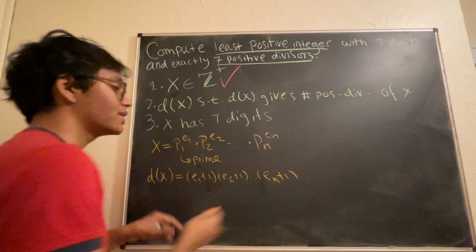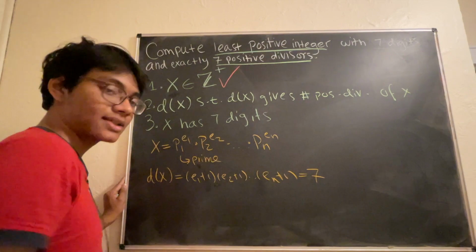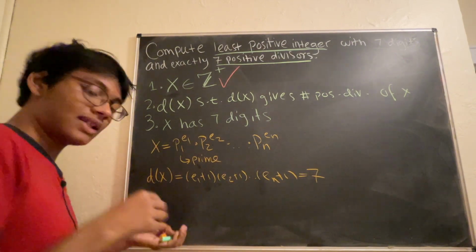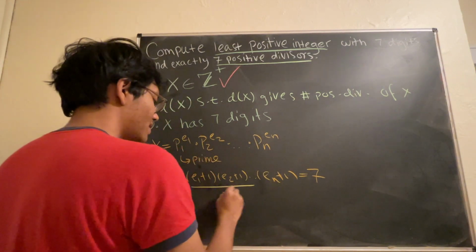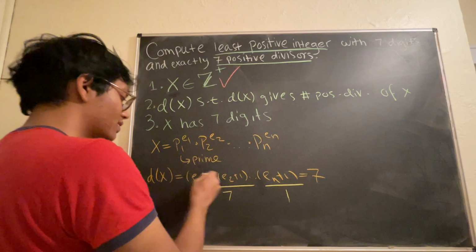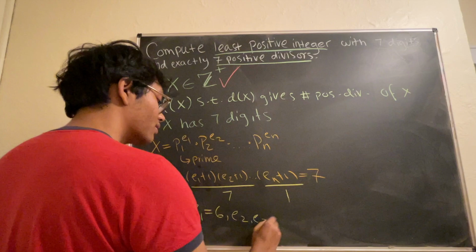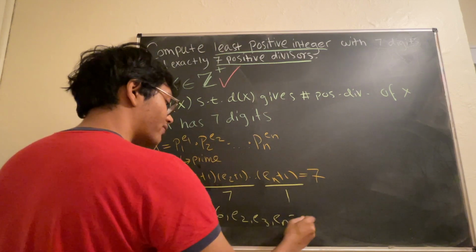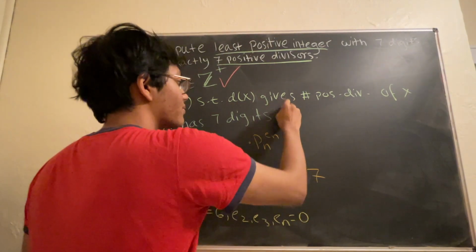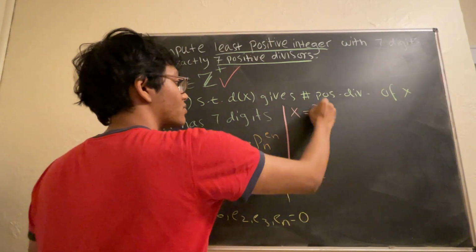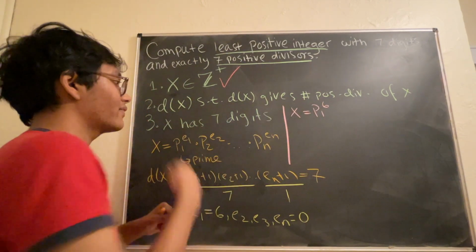We know that this has to equal 7 because we're told that our integer x has exactly 7 divisors. If this is equal to 7, what must we also know? That means one of these factors has to be 7 and the others have to be 1, right? So e sub 1 has to be 6, and e2, e3 and all the other exponents, en, have to be 0. So really what we're talking about here is some integer x that's a prime number raised to the 6th power. And we know it has to have at least 7 digits.